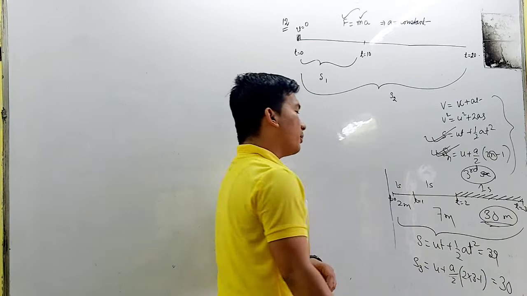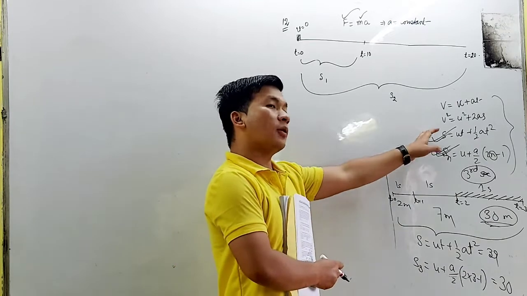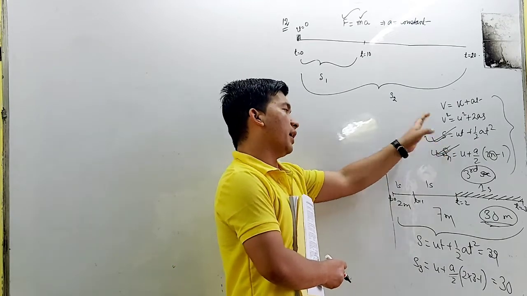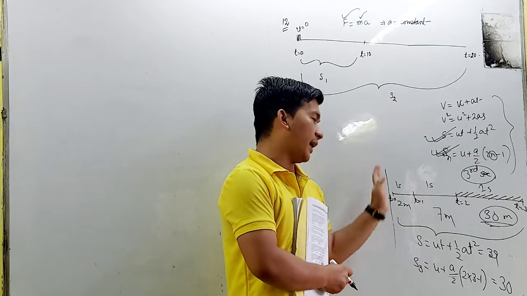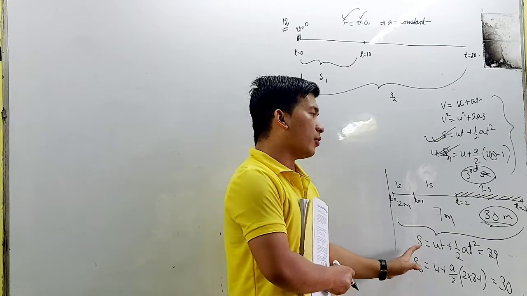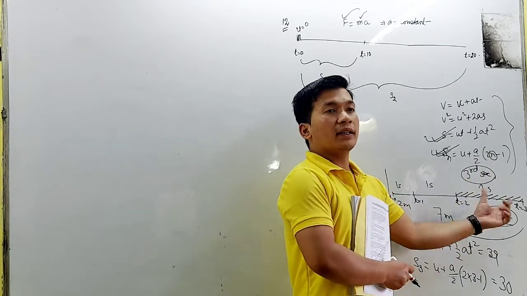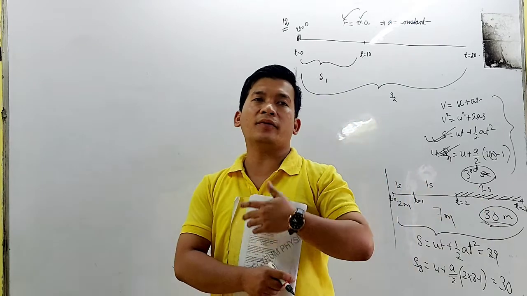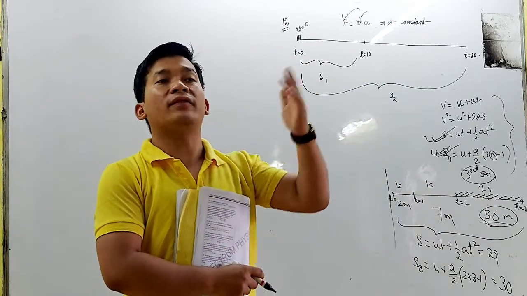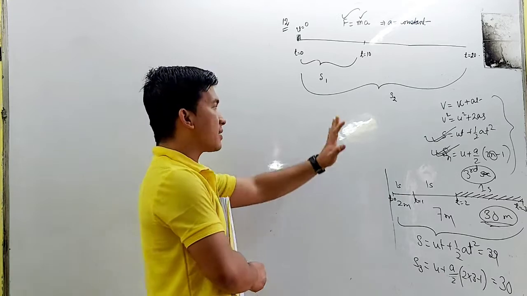Do you understand the basic difference between these two formulas? The first will be applied for the total duration, and the second one will be applied only for a particular second. It may be for the first, or the second, or the fifth particular second. Understood?